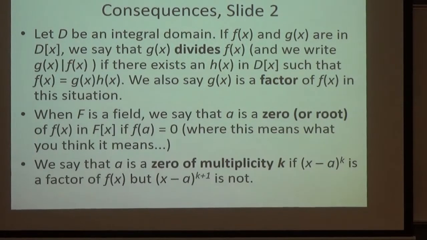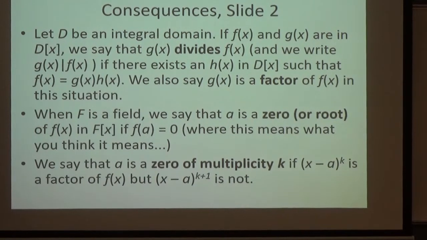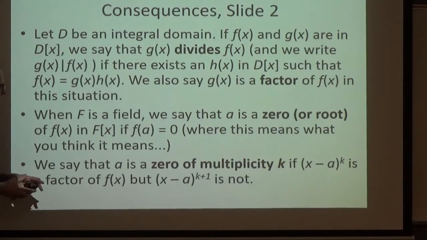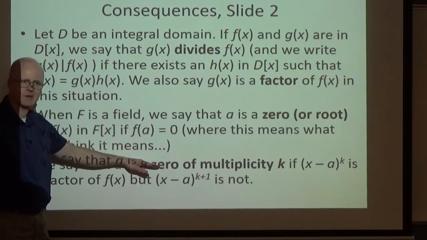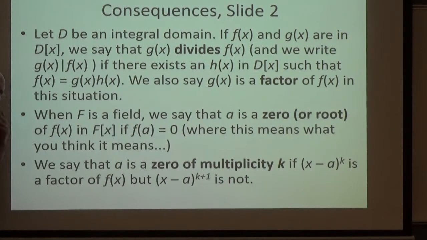We say a is a 0 of multiplicity k if (x minus a) to the k is a factor of f of x, but (x minus a) to the k plus 1 is not. Which actually begs a little bit of a question. Does a 0 of multiplicity 1 correspond to the idea of a 0 here? That's technically something that should be thought about and maybe proved. And we do prove it. The book proves it, related to facts on the next slide.